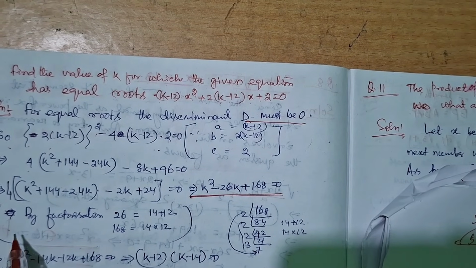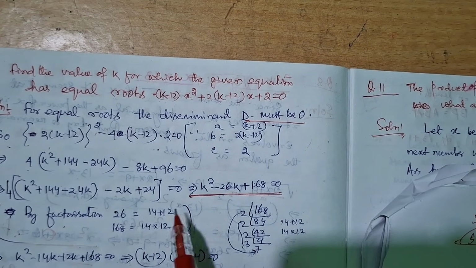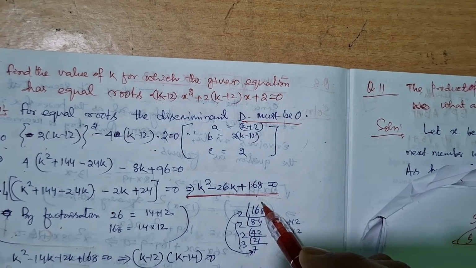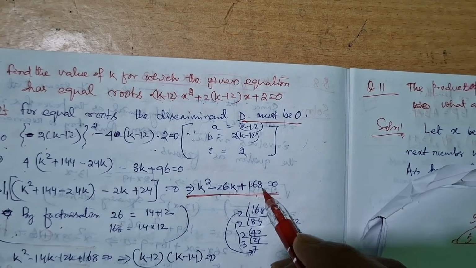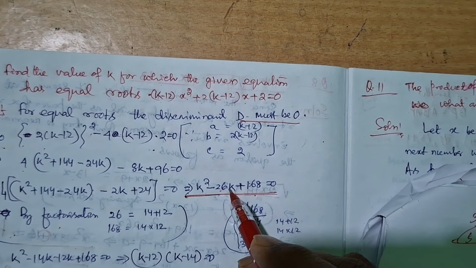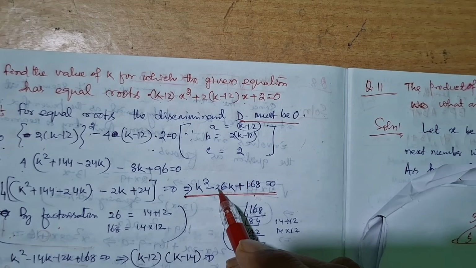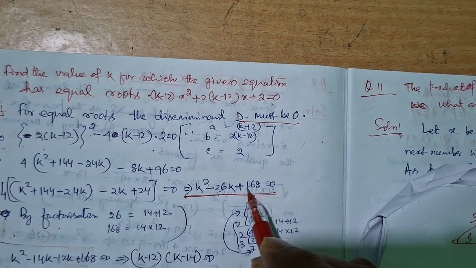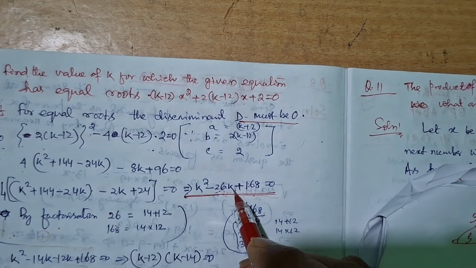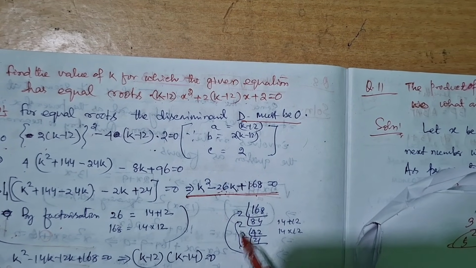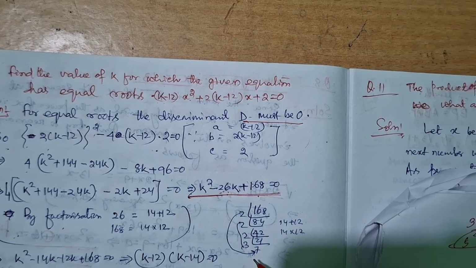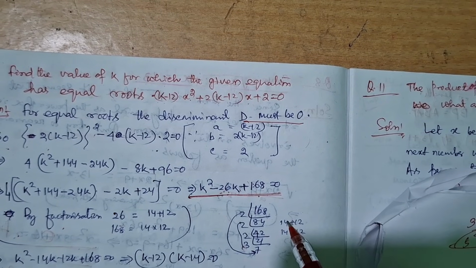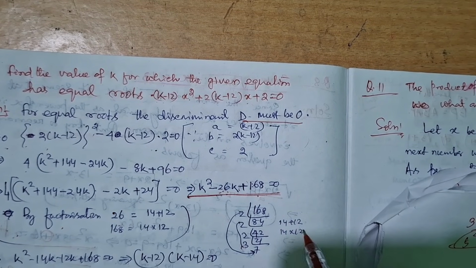Okay. Now, by factorization, how you will factorize the process is like this. Suppose you have to separate 26 into two numbers, whose product is that and whose sum is 26. Plus means you have to add these two. Now just to factorize, you need a little bit of trial and error. You will get the result within 10 or 20 seconds.